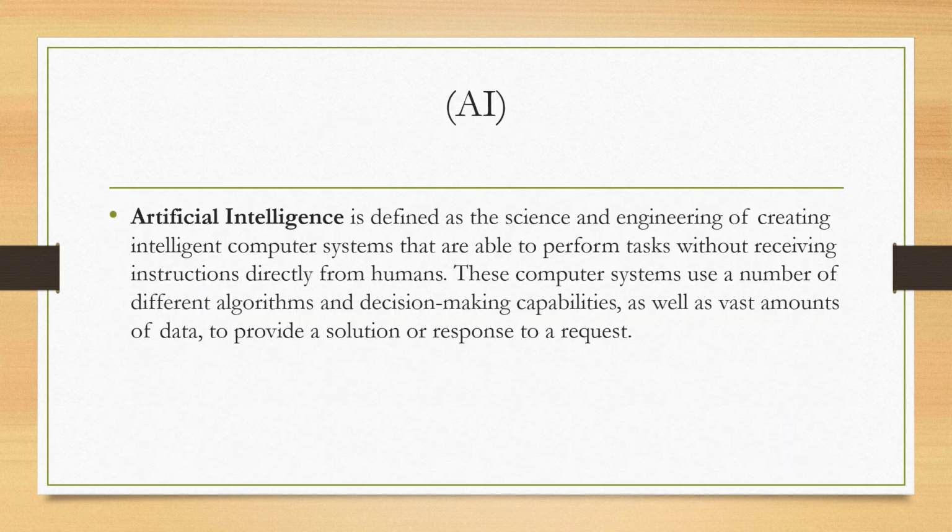So, artificial intelligence is defined as the science and engineering of creating intelligent computer systems that are able to perform tasks without receiving instructions directly from humans. These computer systems use a number of different algorithms and decision-making capabilities, as well as a vast amount of data to provide a solution or response to requests.